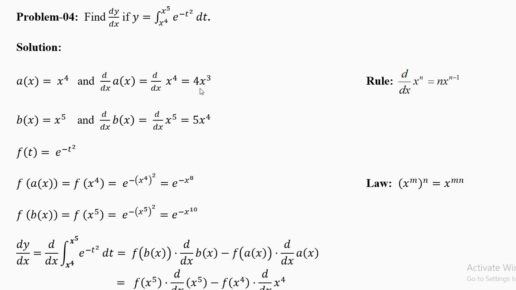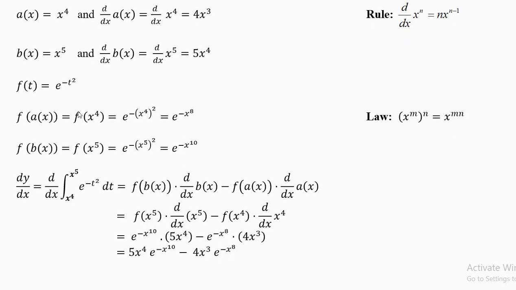Derivative of x power 4 is 4 into x power 4 minus 1. Look at this formula here. 4 minus 1 is 3, so 4x cube. Derivative of x power 5 is 5 x power 5 minus 1, which is equal to 5 into x power 4. Now f of t is e power minus t square. Put t equal to x power 4, you'll get e power minus x power 4 whole square. Remember the rule, x power m whole power n is x power mn. Now 4 into 2 is 8, x power 8.